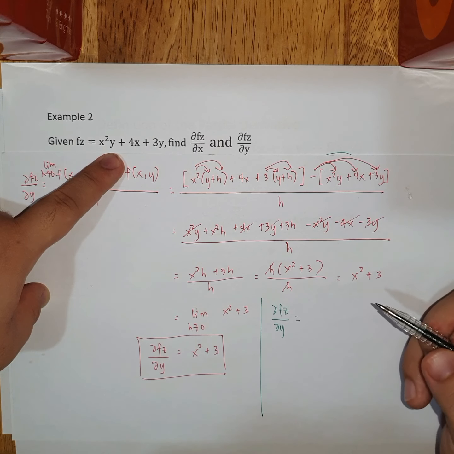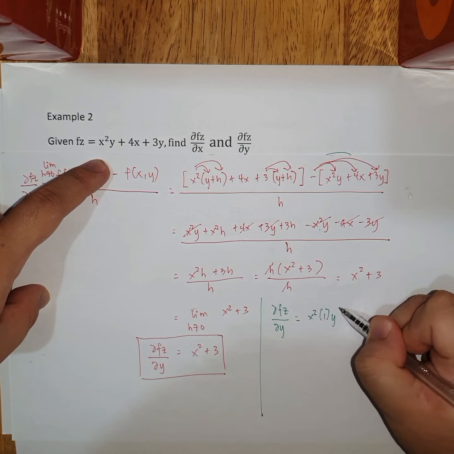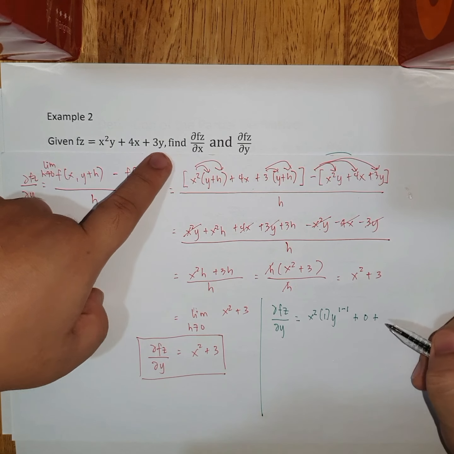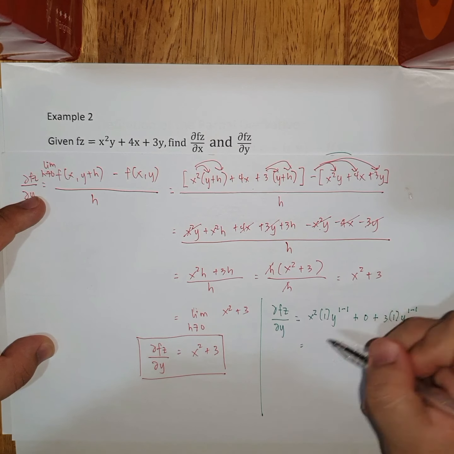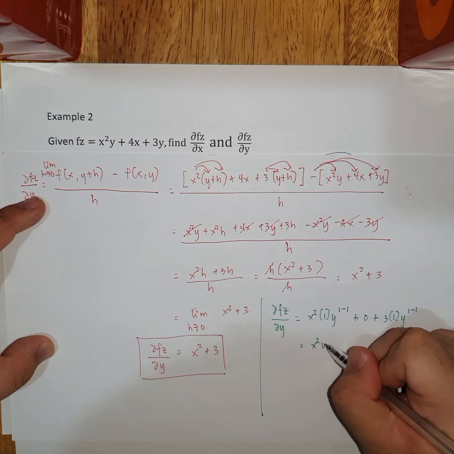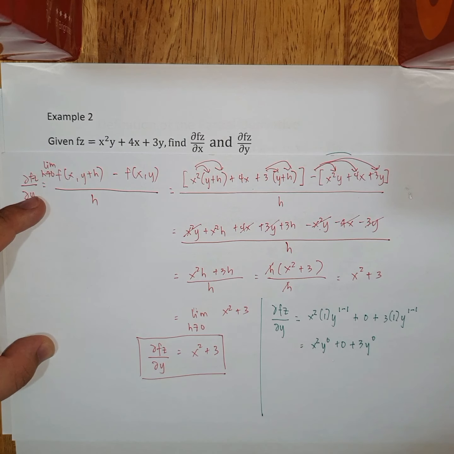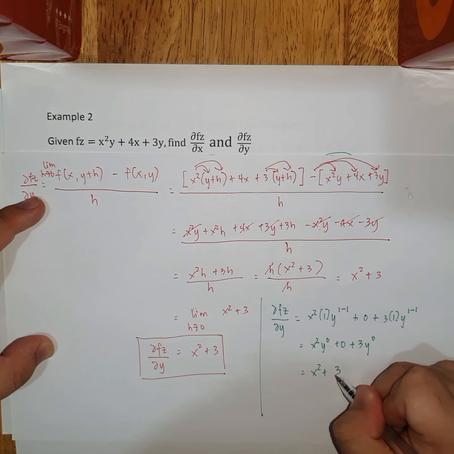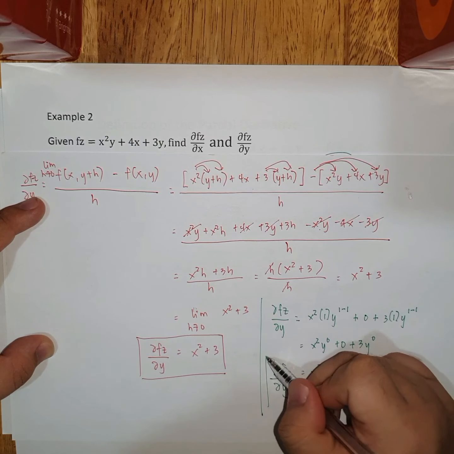So pag nag-derive tayo, si y is may exponent na 1. So x squared times 1 y to the 1 minus 1 plus 4x is constant, so 0 plus yung 3y natin will be 3 times yung exponent ni y na 1, tapos babawasan natin ng isa. Okay, yung matitira dito will be x squared y raised to 0 plus 0 plus 3 y raised to 0. Again, y raised to 0 is 1. So, pag sinimplify natin, x squared plus 3. So, partial derivative of z with respect to y. So, this will be your answer.